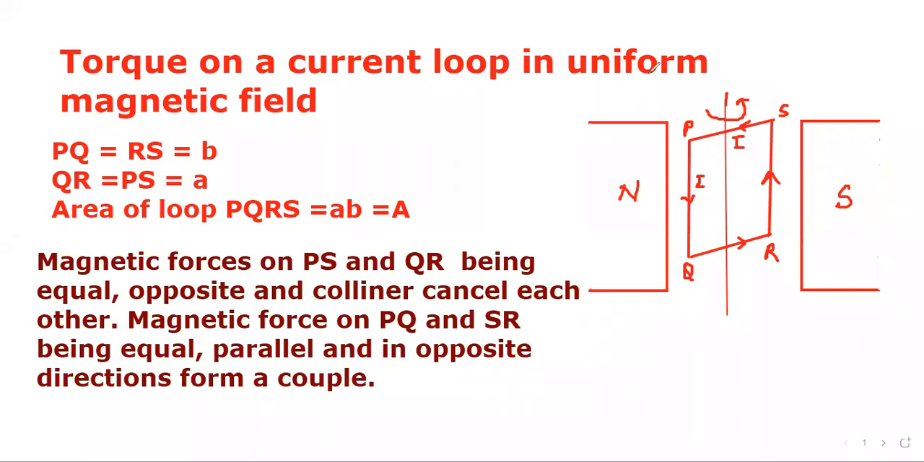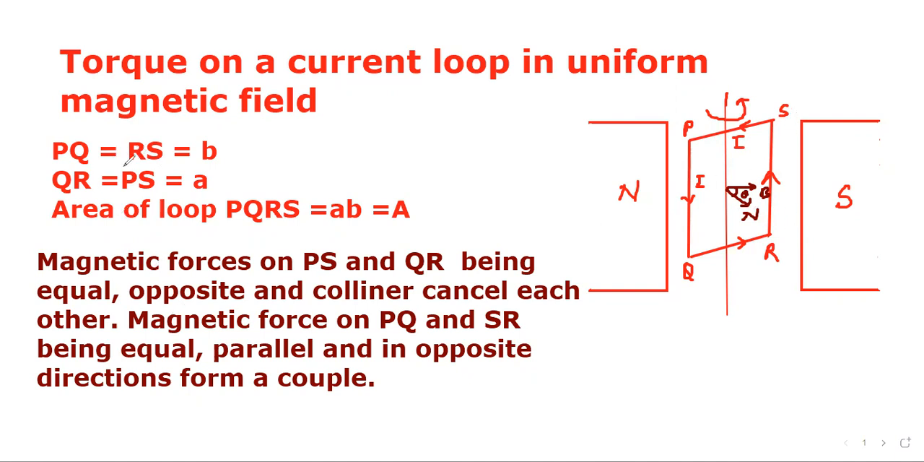Torque on a current loop in uniform magnetic field. Here, north-south poles are shown. There is uniform magnetic field in this direction, and the normal of the loop makes angle theta with the direction of magnetic field. This angle is theta, and this PQRS is a loop.